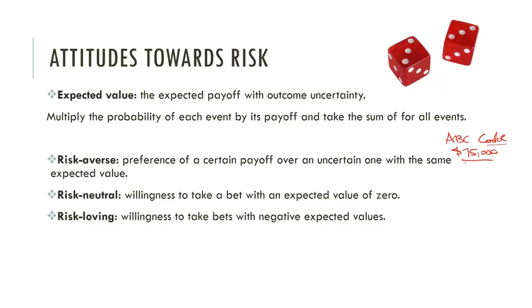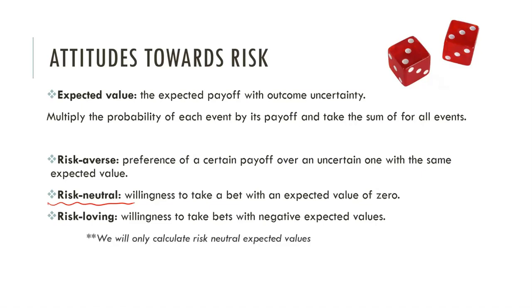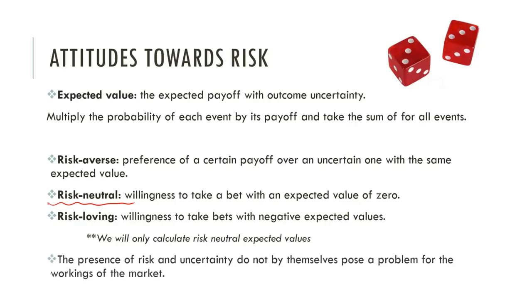Now, we won't really get into how to calculate that stuff now. You're going to need utility functions and a whole bunch of other stuff. If you get into some of the more intermediate economics classes, you will definitely get to do this more. So right now we're going to assume that our people are going to be risk neutral. And when we're calculating expected values and choosing outcomes, it's just going to be whichever one is higher. So we're only calculating risk neutral expected values.